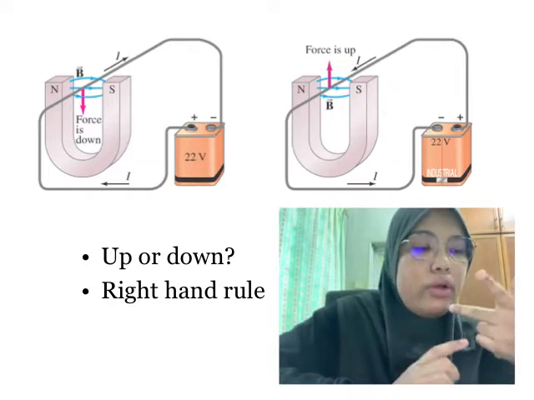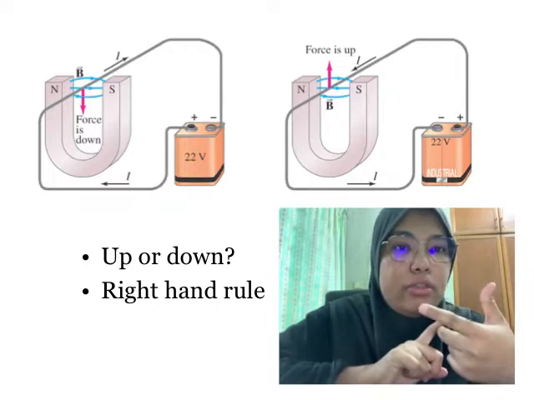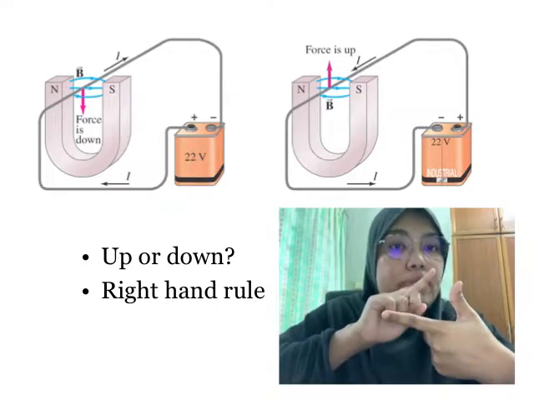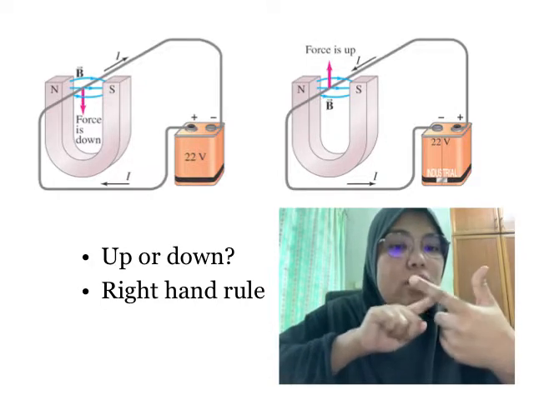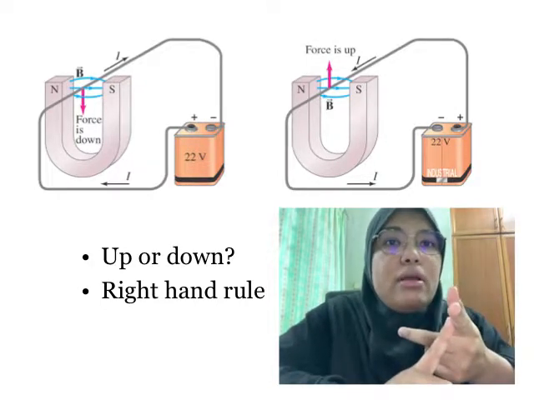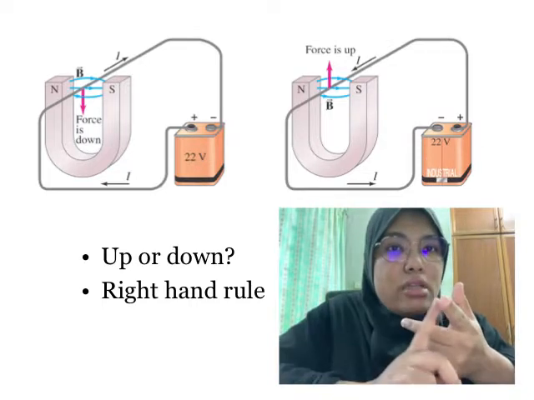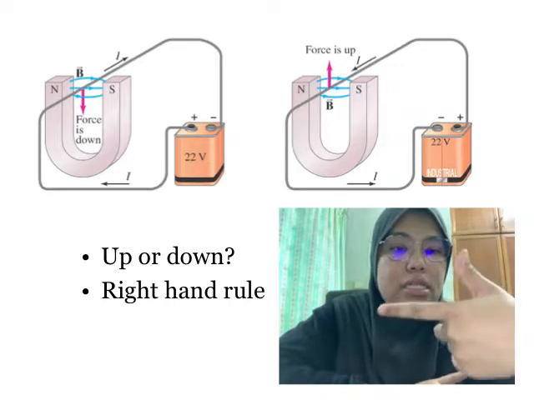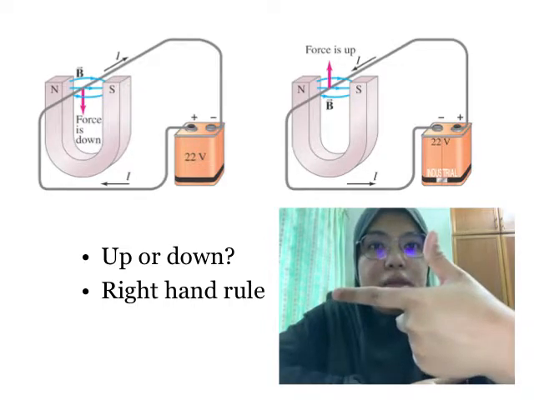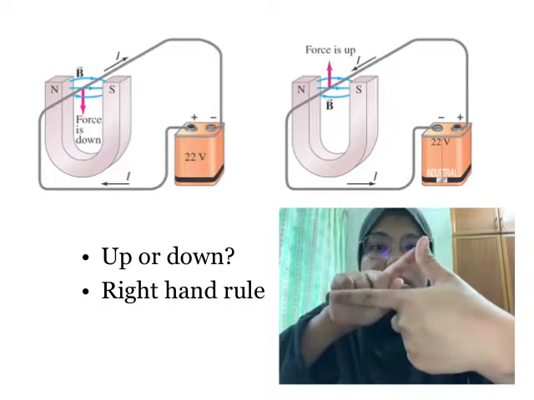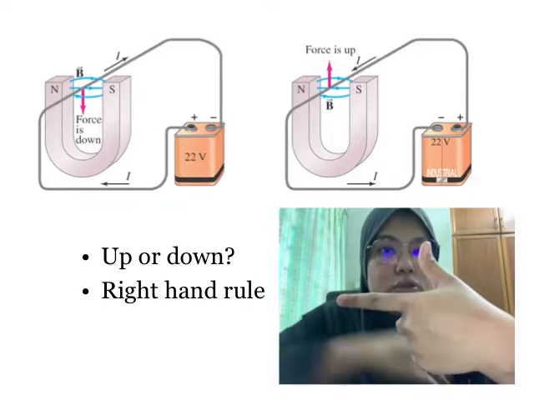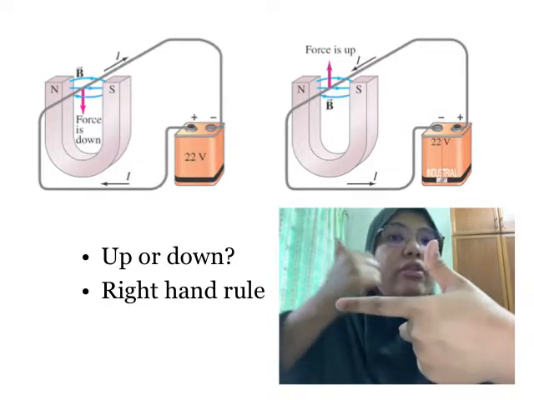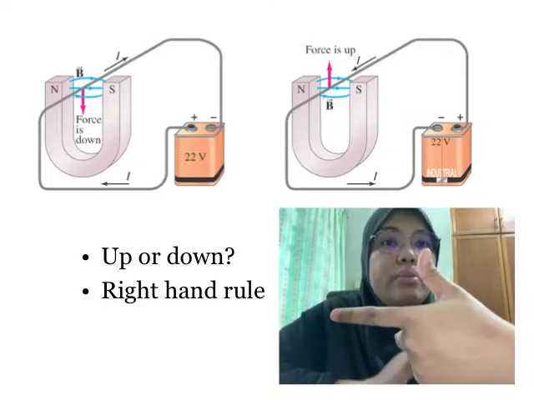Okay, so we are going to use the thumb, second and third finger. Your thumb is going to be the direction of the magnetic force, the second finger the direction of the current, and the third one the direction of the magnetic field. You can see that these three fingers are perpendicular to each other, which means the concept is correct: magnetic field, magnetic force, and current are perpendicular to each other.